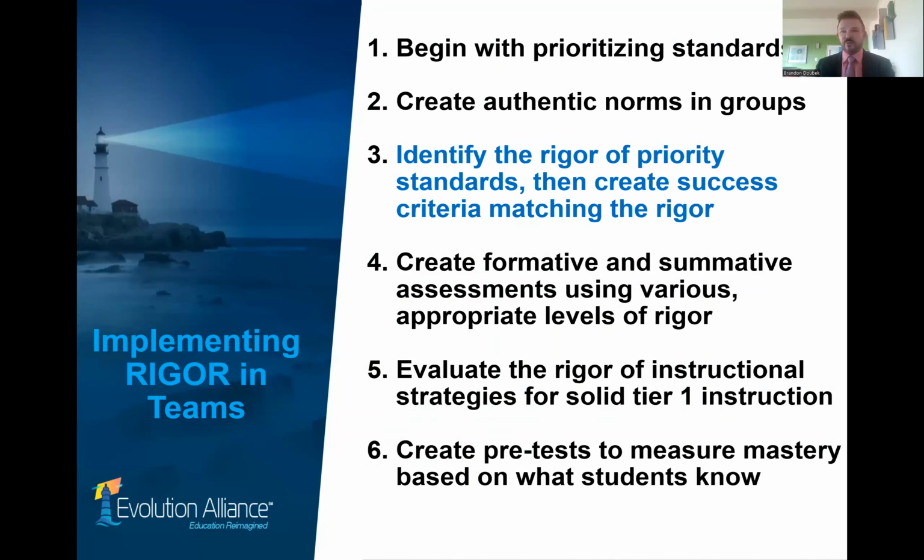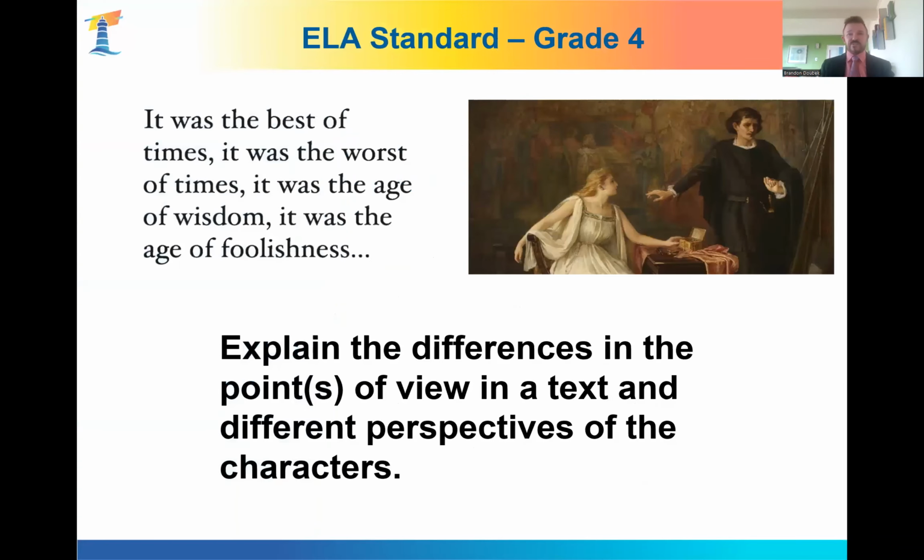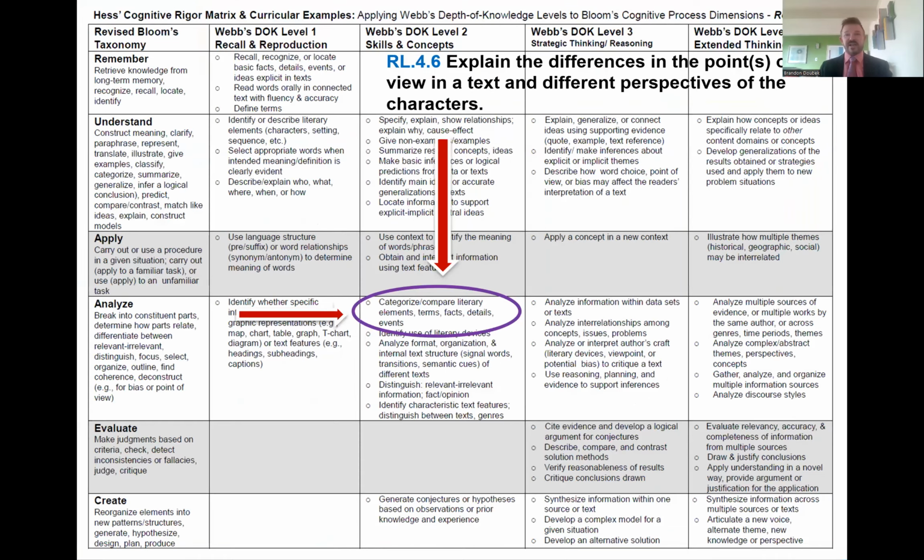The third part of implementing rigor in teams has to do with identifying the rigor of priority standards and then creating success criteria matching the rigor of the standards. So here we have this 4th grade standard. We identify that it is at DOK level 2, skills and conceptual understandings. Bloom 4, analyze, and we see that in order to explain the differences in points of view in a text and different perspectives of the characters, we have to categorize, compare, contrast, those types of things.